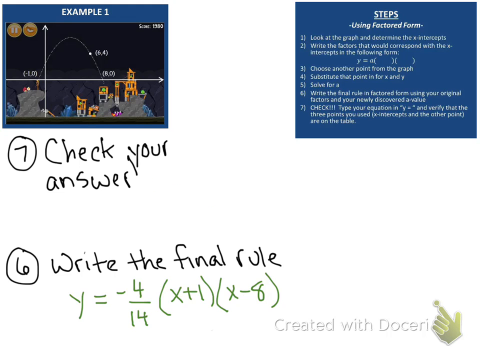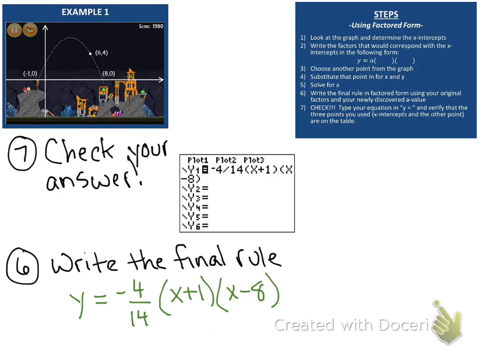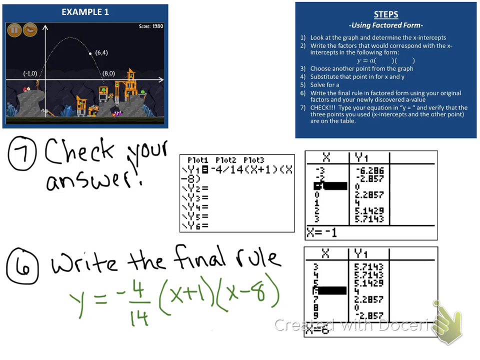Finally, I want to go ahead and check my answer using my graphing calculator to make sure that it's correct. So the first thing I'll do is put the rule that I wrote into the y equals, and I can type it in exactly as I wrote it. Then I'm going to look at the table and see if the points on the graph are in my table.